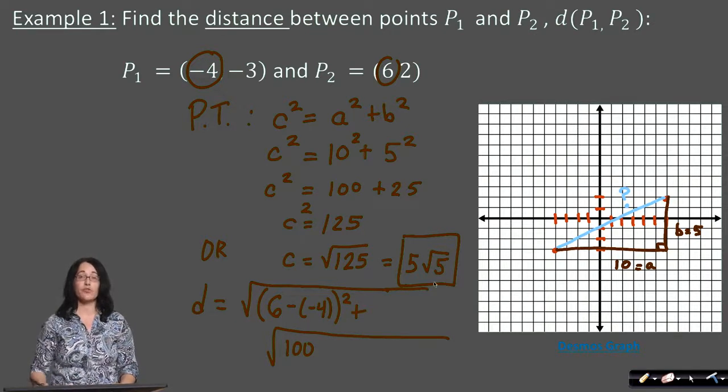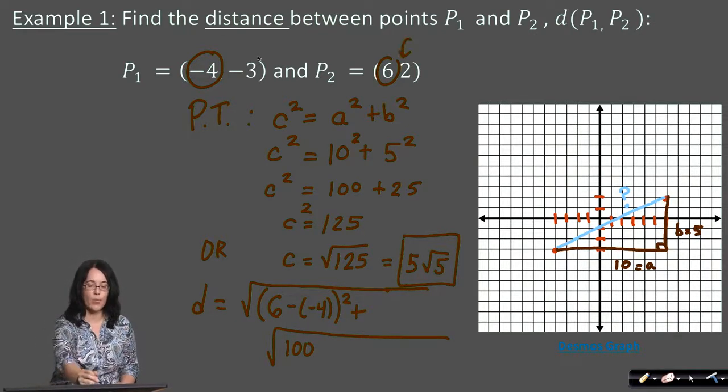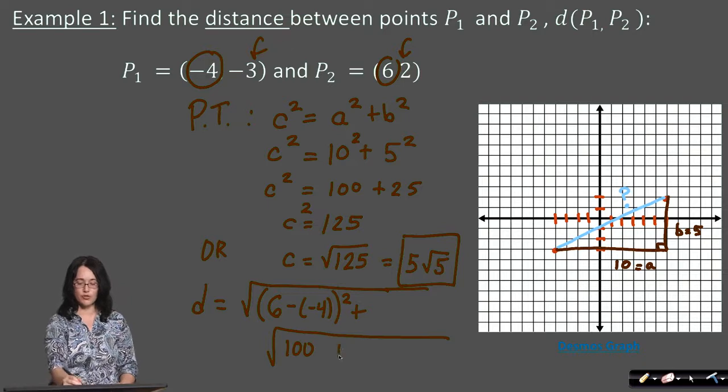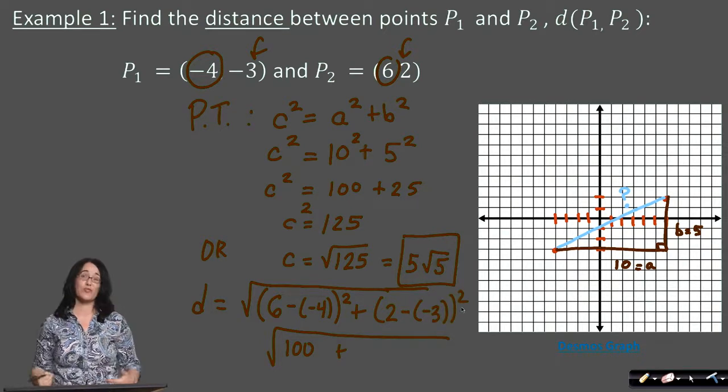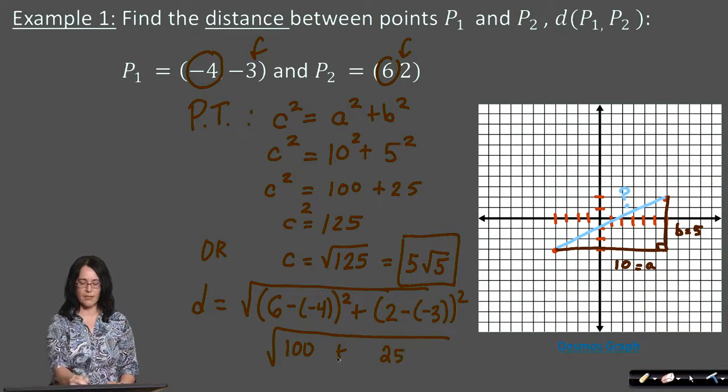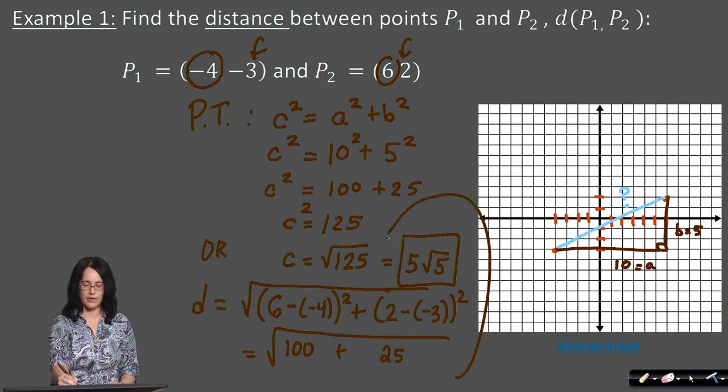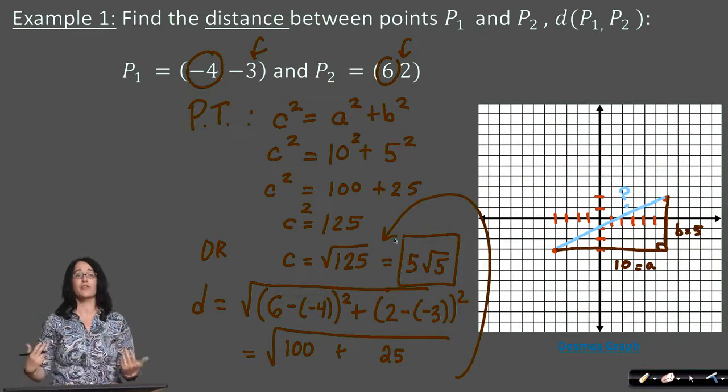What else? Well, then we would do y2 minus y1. Well, y2 is 2, and y1 is -3. So you'd have 2 minus a -3. Well, that's really 2 plus 3, which is 5, and we know that 5 squared is 25. And now we're getting right back to where we were here. We have the square root of 125, which simplifies to just 5 square root of 5. And then you can use your calculator to approximate if you'd like.